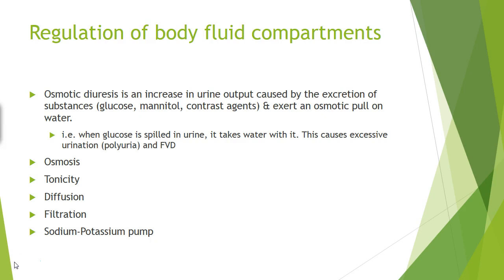So we have a bunch of different filters in the body. We have the lungs, which are a filter, the liver, which is a filter, and we have the kidneys, which are a filter. So in the kidneys, we have this hydrostatic pressure, which I talked about earlier, and it filters fluid out of the intravascular into the interstitial. So we have water and solutes moving from an area of high hydrostatic pressure to an area of low hydrostatic pressure. And this allows our kidneys to filter up to 180 liters of plasma per day.